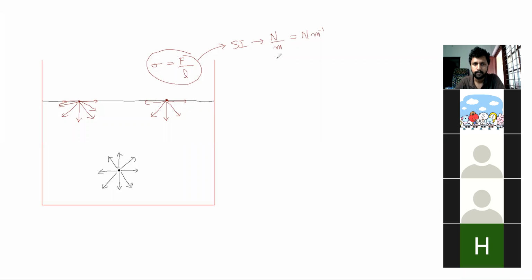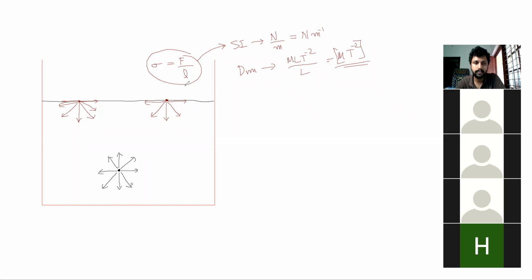Okay, then what's the dimensional formula? What was the dimensional formula of force? The dimensional formula of force was MLT raised to -2. Divided by L, therefore MT raised to -2. Am I correct? Yes.